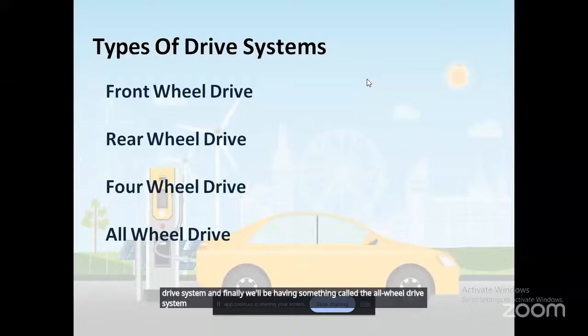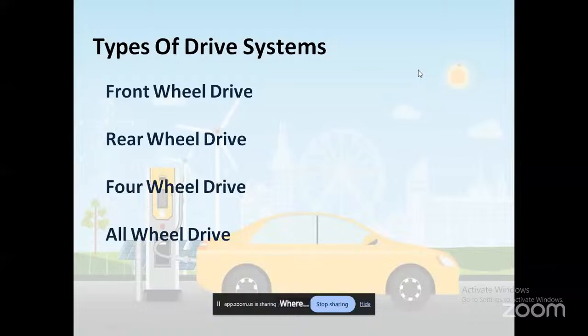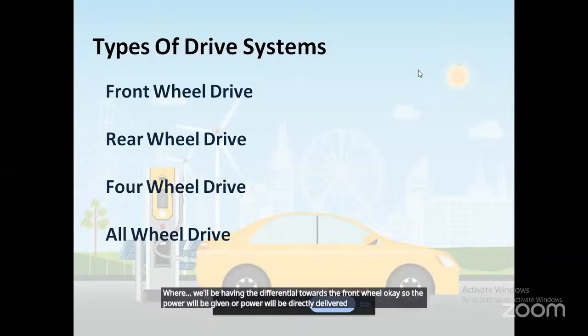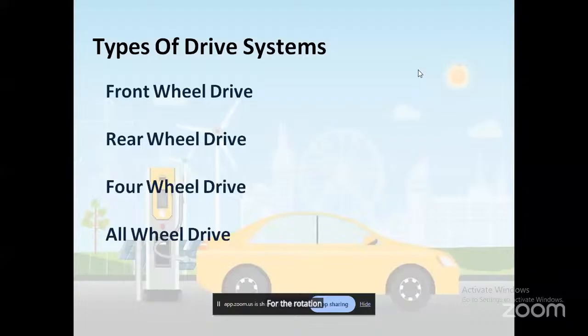Coming to the front wheel drive system, here we have the differential towards the front wheels. The power is directly delivered to the front wheels. The front wheels get the energy and completely pull the vehicle, or the front wheels pull the rear wheels, for the rotation of the vehicle.